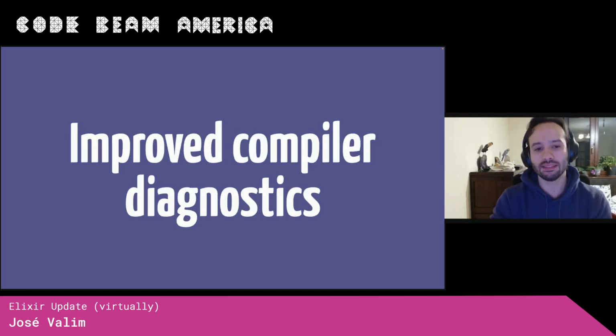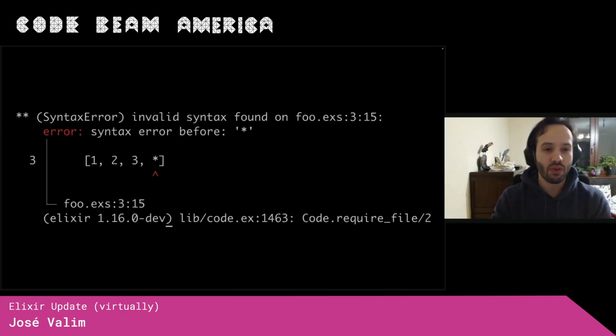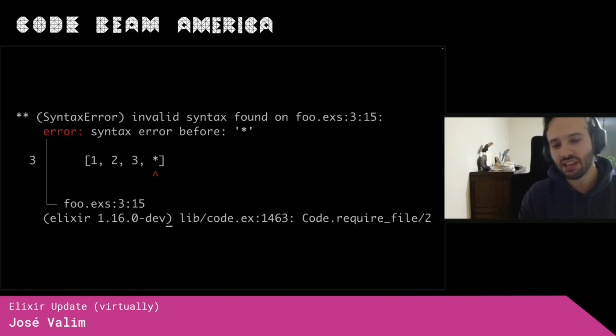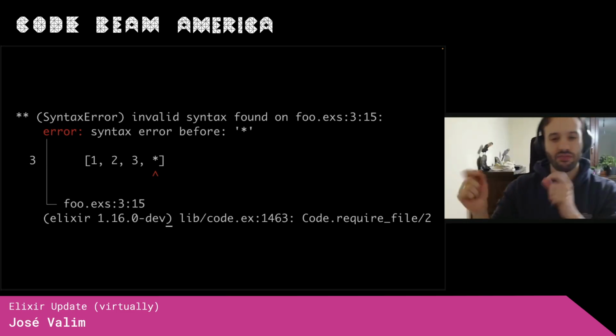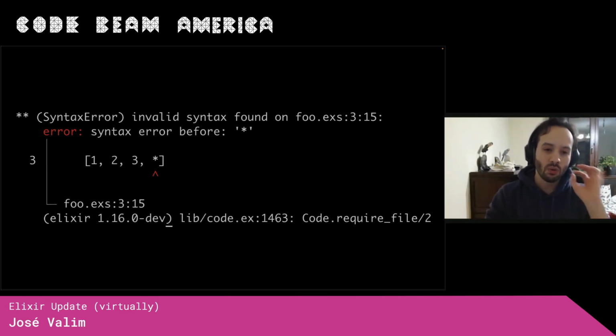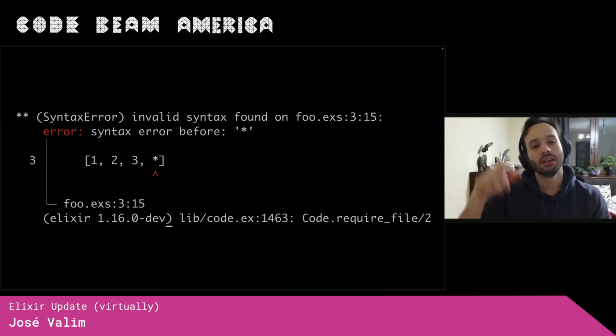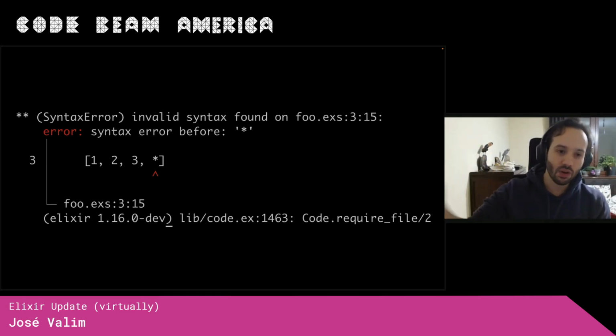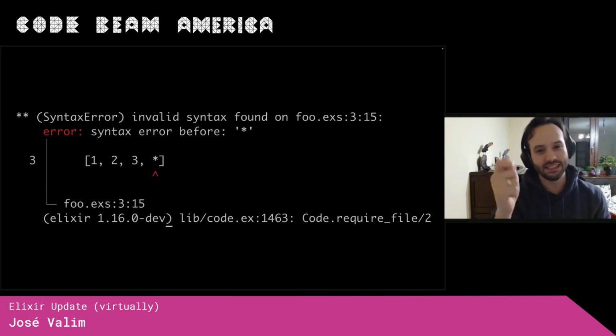The first one is that we improved further the compiler diagnostics. Now, for example, if you have a syntax error, before we just said syntax error on this location, and then you had to go to your editor and figure things out. Now we show a quick snippet saying, look, here's the error, here's the snippet of the code, and whenever possible, we have a caret pointing at the thing that went wrong.